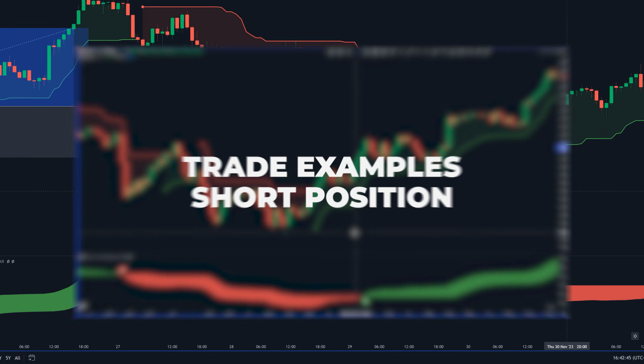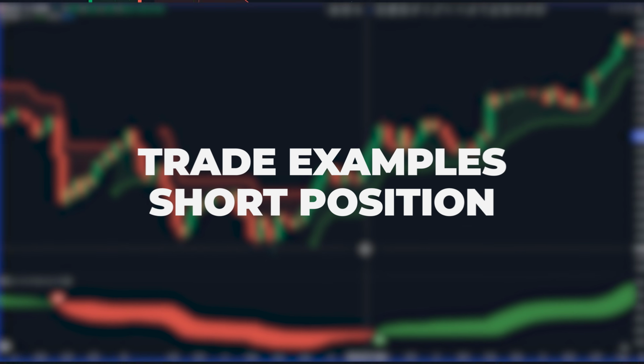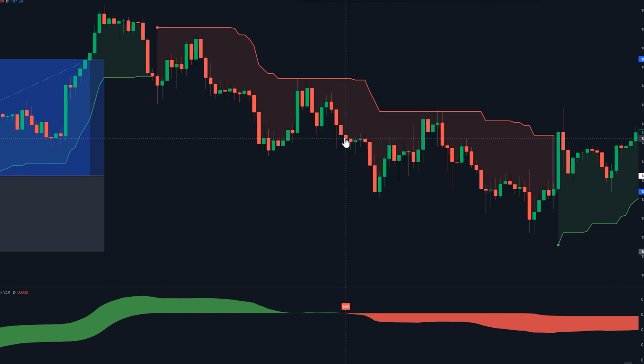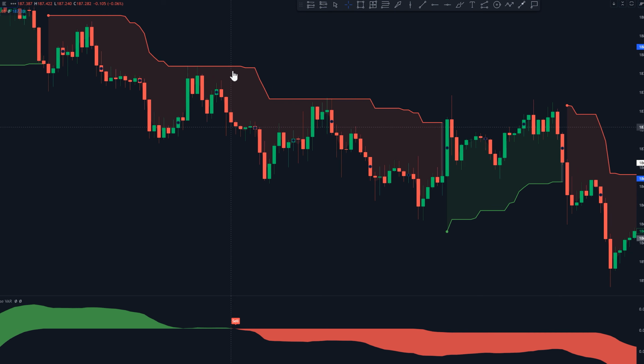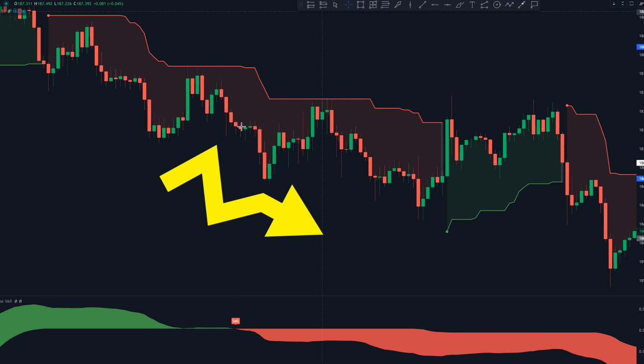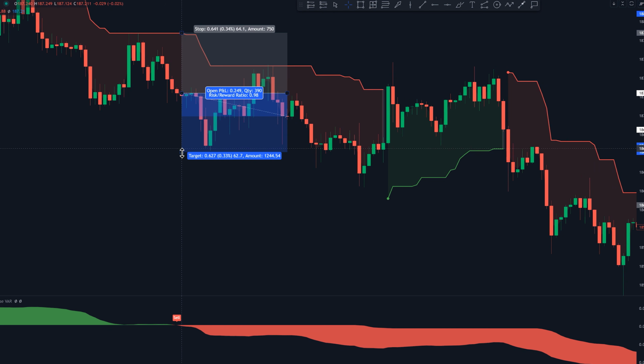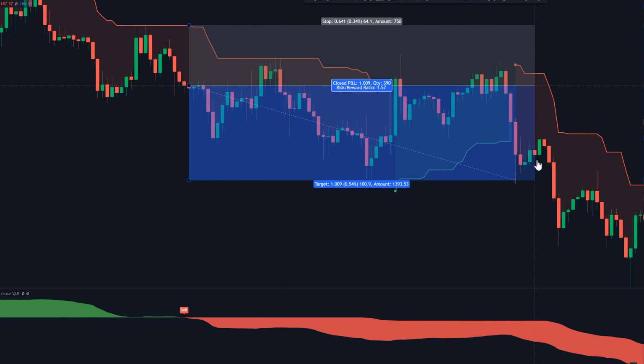And of course, for short positions, we're gonna do the opposite. We're gonna look for a sell signal to be printed in an area where the Supertrend indicator is colored red. A red Supertrend indicates a bearish trend. We take a short position here. Stop loss goes above the most recent swing high. The take profit is to be set at 1.5 times the risk. And the trade was profitable.